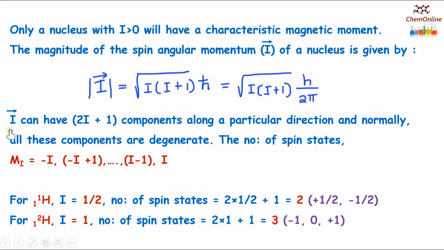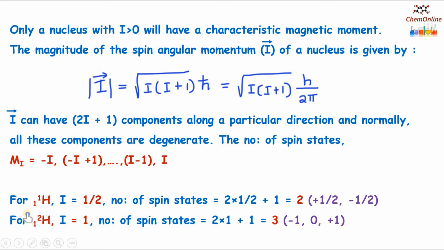The angular momentum vector I can have 2I plus 1 components along a particular direction, and normally all these components are degenerate. When we say the vector I can have 2I plus 1 components, that means the number of spin states is equal to 2I plus 1, where I is the spin quantum number. And the values of m_I can range from minus I, minus I plus 1, etc., up to I minus 1, I.